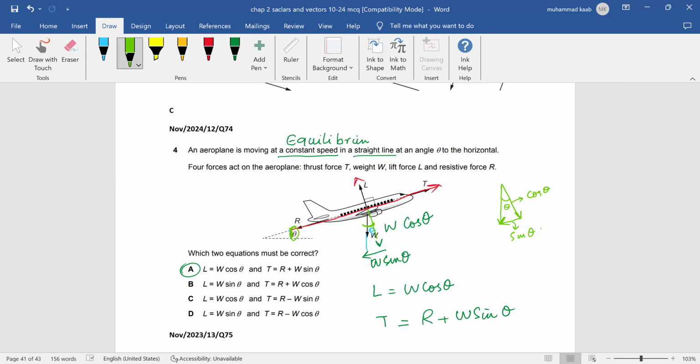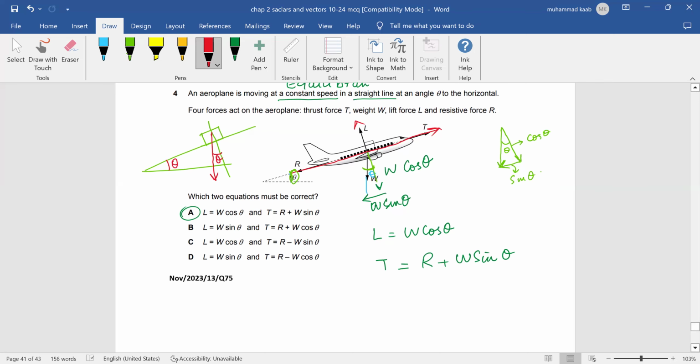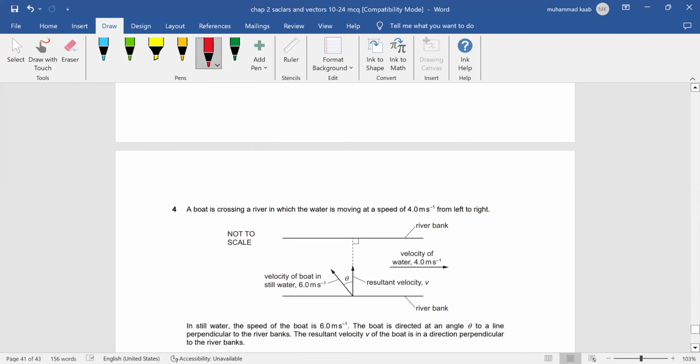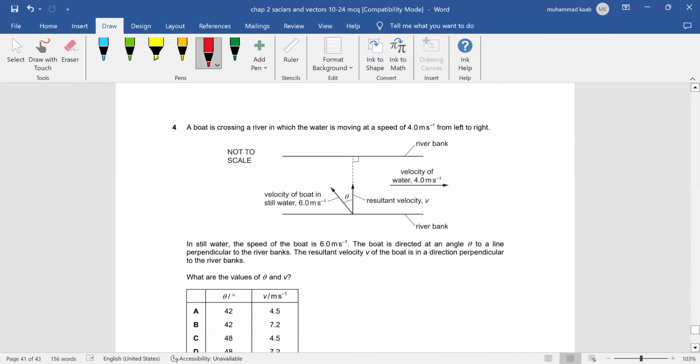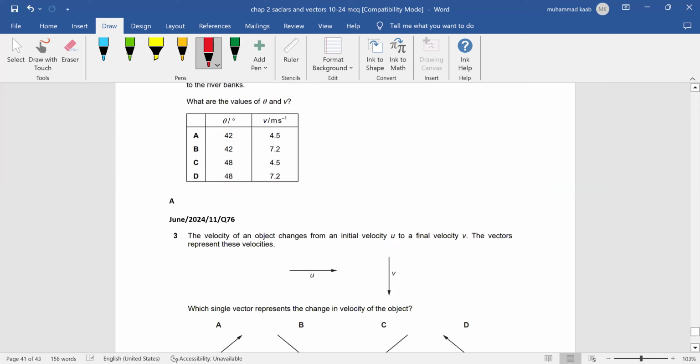So for any inclined plane, whenever an inclined plane comes up in a vector question like this, the weight always acts this way. So this angle theta will always be this angle theta. How this happens, I'll explain in the forces chapter. Clear? Okay sir. Okay, so this is the one that we did.